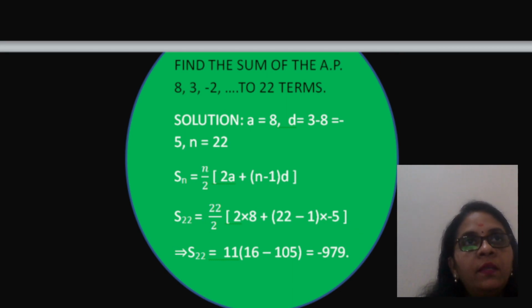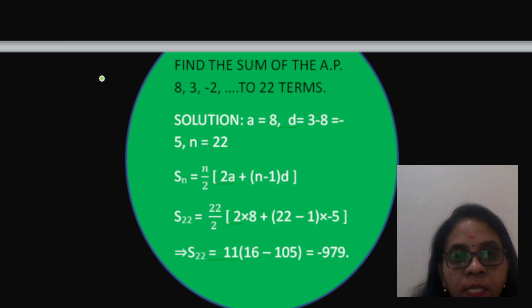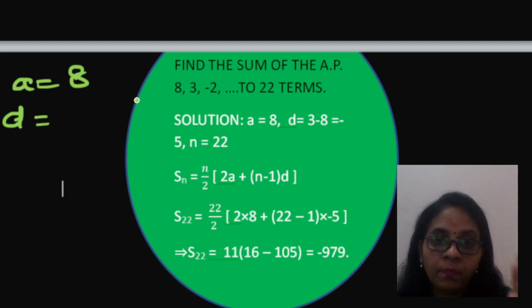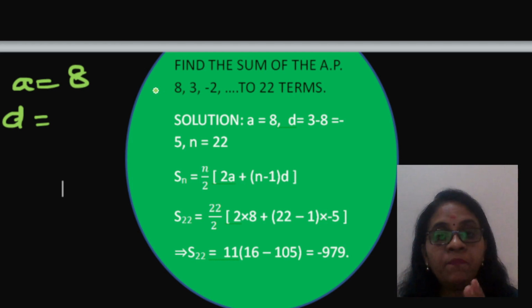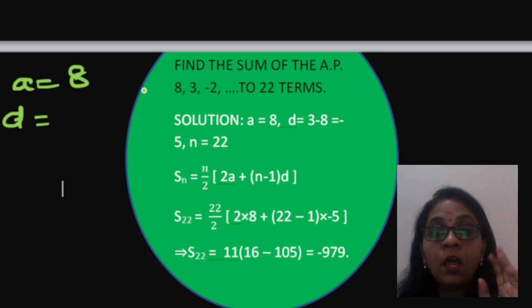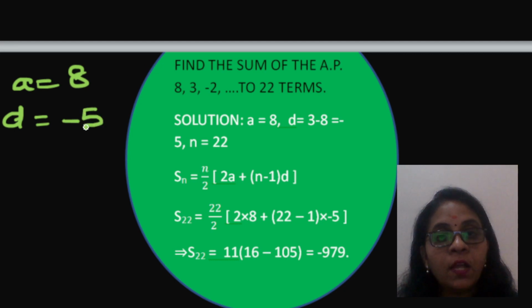Let me select the pen. Okay, so what is the data given? a is equal to 8. d is equal to 3 minus 8. Always remember, the second term minus the first, third term minus the second: a term minus its preceding term. Don't see greater, lower, smaller, bigger, nothing like that. Wherever you take, preferably choose between the first and the second, because the values will be smaller and you will tend to make fewer mistakes. So 3 minus 8, which is minus 5. Please be careful with the sign.